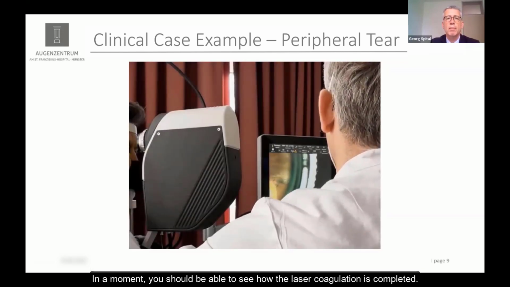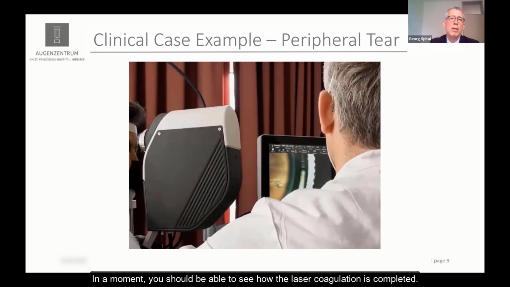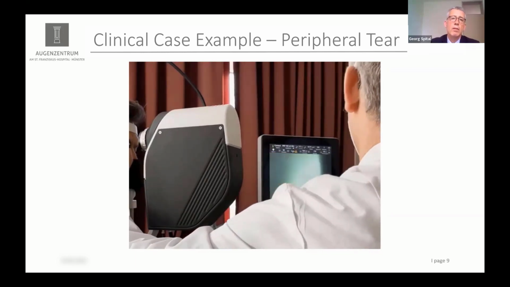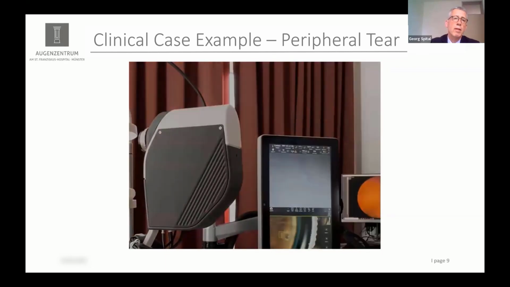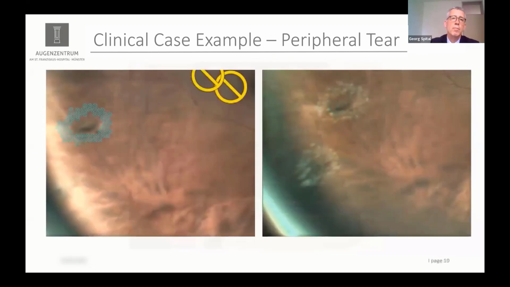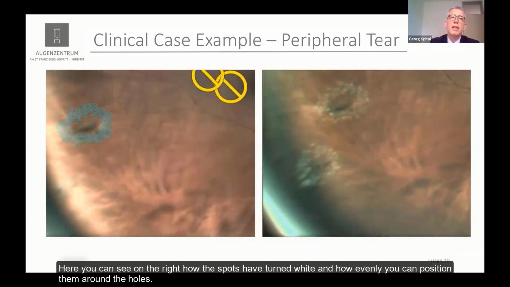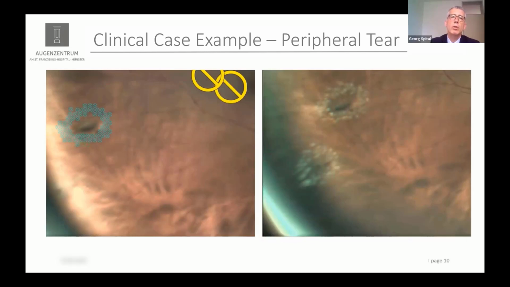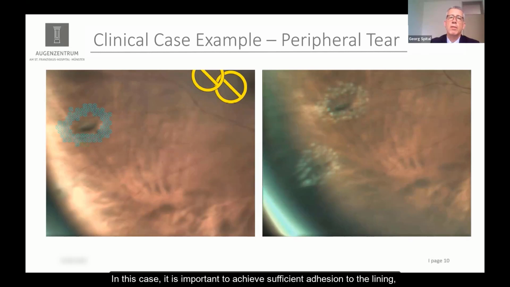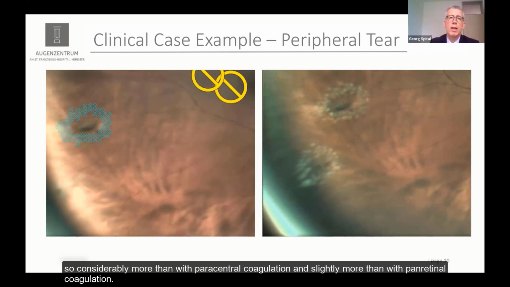In a moment, you should be able to see how the laser coagulation is completed. Here you can see on the right how the spots have turned white and how evenly you can position them around the holes. In this case, it is important to achieve sufficient adhesion to the lining, so considerably more than with paracentral coagulation and slightly more than with panretinal coagulation.